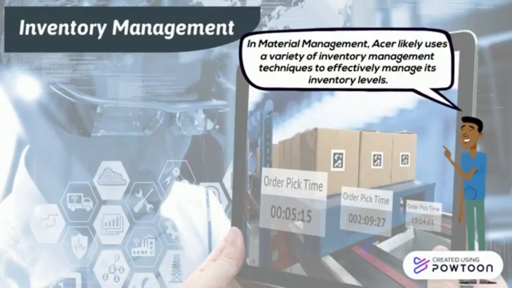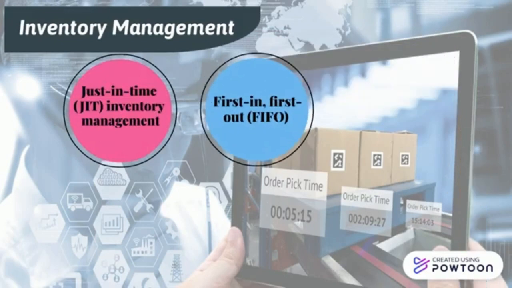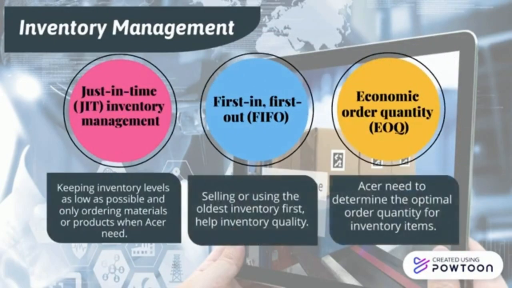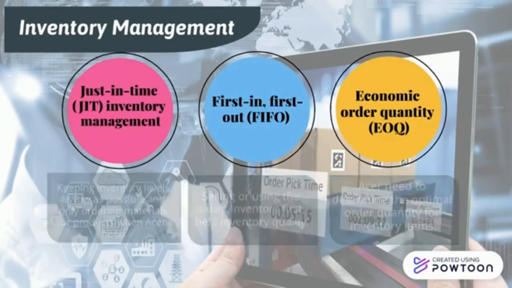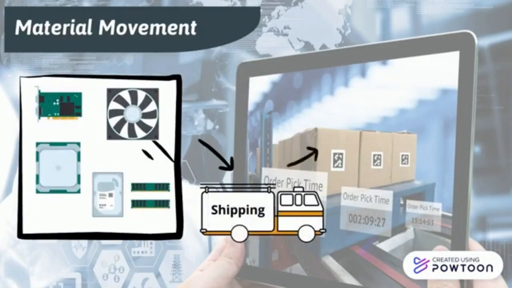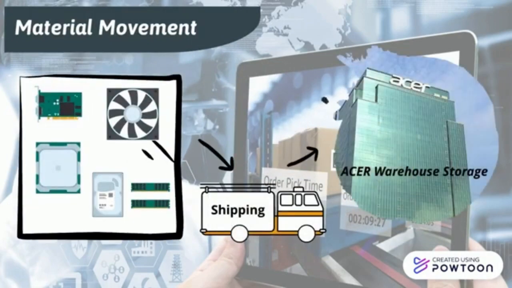In material management, Acer uses a variety of inventory management techniques to effectively manage its inventory levels, like JIT, first in first out, and EOQ techniques. The material movement in Acer involves receiving, storing, and transferring the raw material to the Acer warehouse.